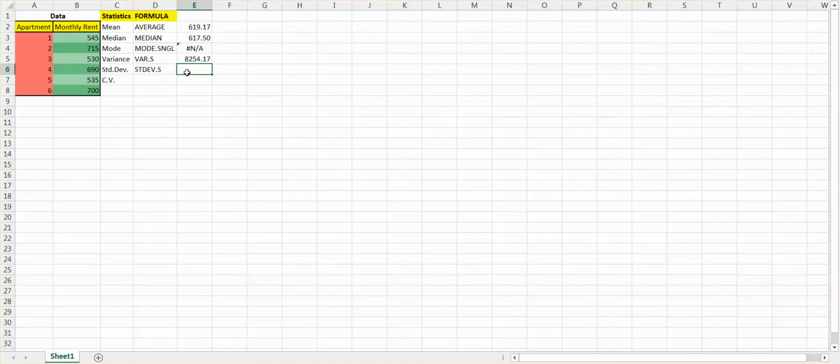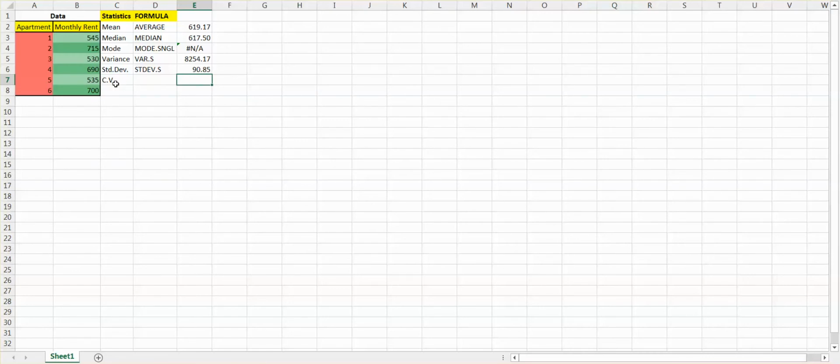So how about the sample standard deviation? Again, we use STDEV.S to calculate the sample standard deviation. If we calculate the population standard deviation, we will use STDEV.P. The P stands for population. Now we type in equal sign STDEV.S and parentheses, select B3 to B8 and close the parentheses, and push enter on the keyboard. You should get 90.85 as our sample standard deviation.